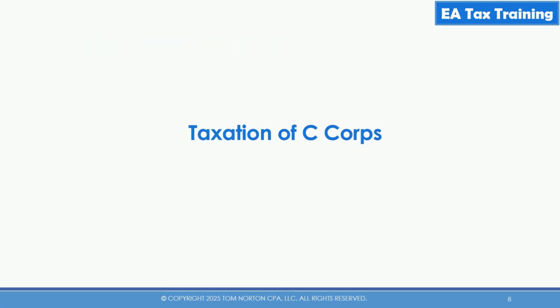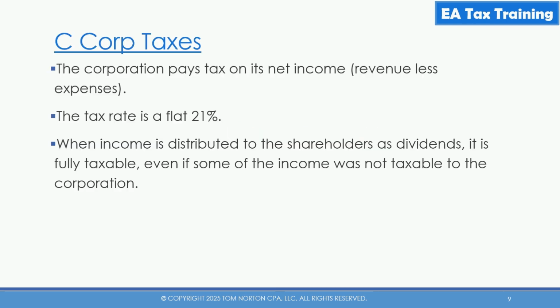So, how are C corporations taxed? That's what we will talk about next. The corporation pays a tax on its net income, and that rate is a flat rate of 21%. So there are no brackets like there are with individuals. It is just a flat tax rate of 21%, and it doesn't matter what kind of income it is. We'll talk about capital gains and losses later, but even capital gains are going to be taxed at 21%.